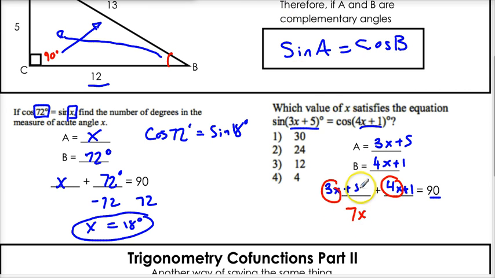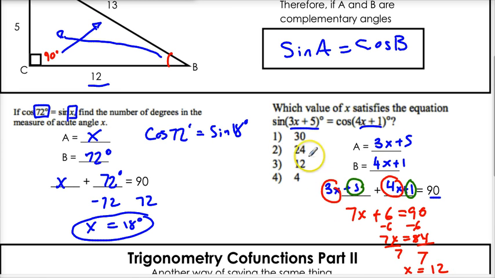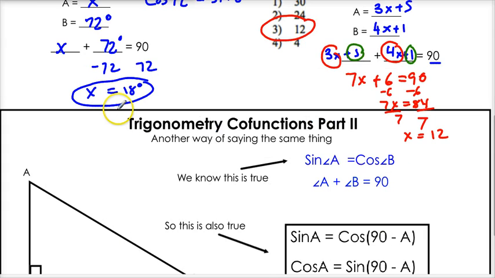And we also have 5 and 1, which can be combined, which would equal 6. So 7x plus 6 is equal to 90. We're going to subtract 6 from both sides, and we get 7x is equal to 84. Divide both sides by 7. We get x is equal to 12. All right. Pretty cool, huh? So just A plus B always have to be equal to 90 for them to be complementary.